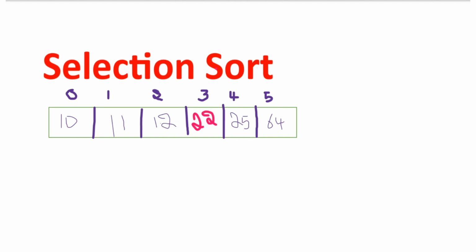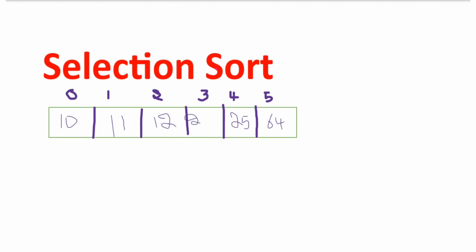Next I need to find the smallest element in the list. So 22 is the smallest element. This is also already sorted. No need to do this. Now the sorted part is 10, 11, 12 and 22. The 25 and 64 are the unsorted part. Now move on to the next element, that is 25.